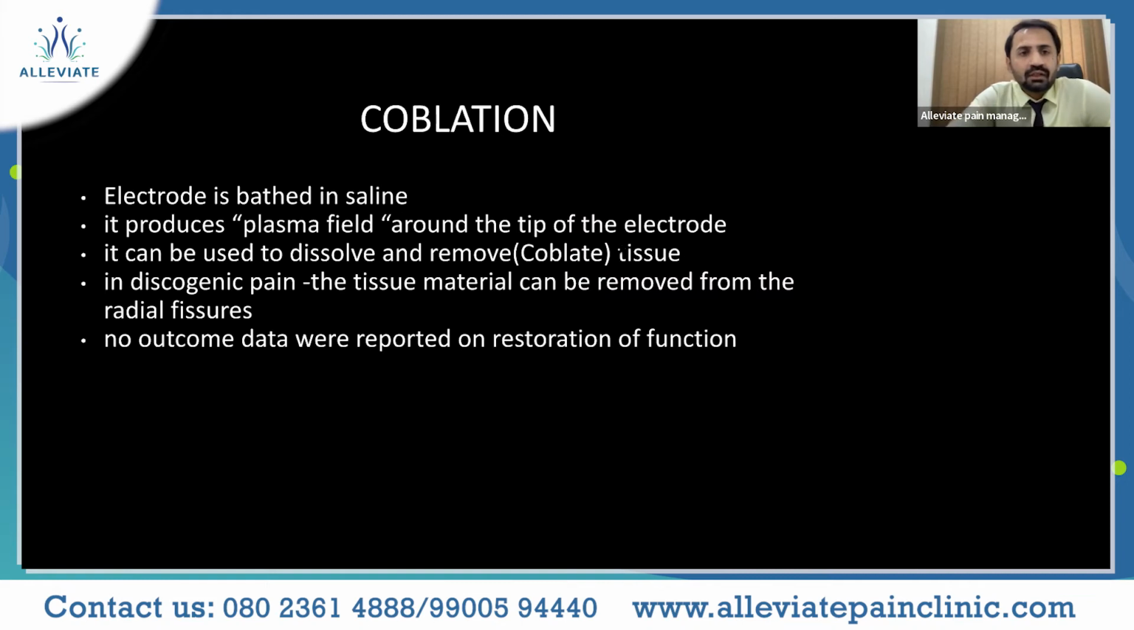The ablation electrode is better than saline. It produces a plasma field around the tip of the electrode. It can be used to dissolve, remove, and ablate the tissue in discogenic pain. The tissue material can be removed from the radial fissures. No outcome data were reported on restoration of function.